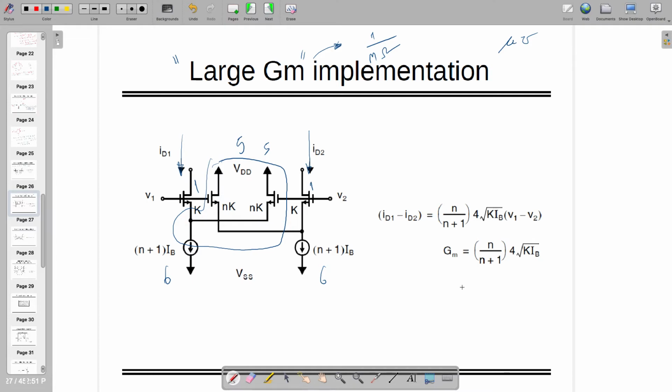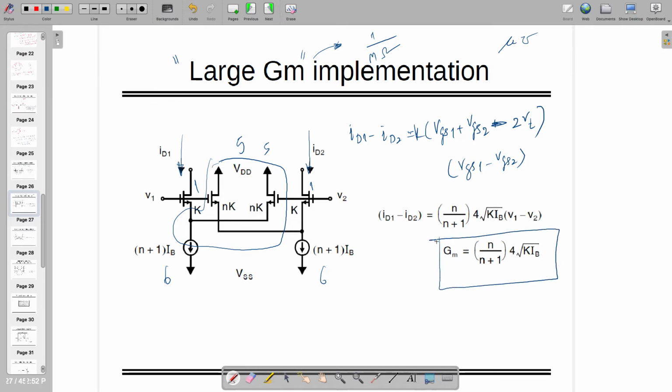So in that case, ID1 minus ID2, you can again find out through the equation which is already known to you, which is nothing but K times (VGS1 plus VGS2 plus minus 2VT) times (VGS1 minus VGS2). You just have to look at the gate and source voltages. If you look at them, you can find out a GM which is controlled by the value of N and N plus 1. But you have to make sure that the whole setup will follow such kind of thing. Then you can have the value of large GM. Otherwise, it's a little bit difficult.